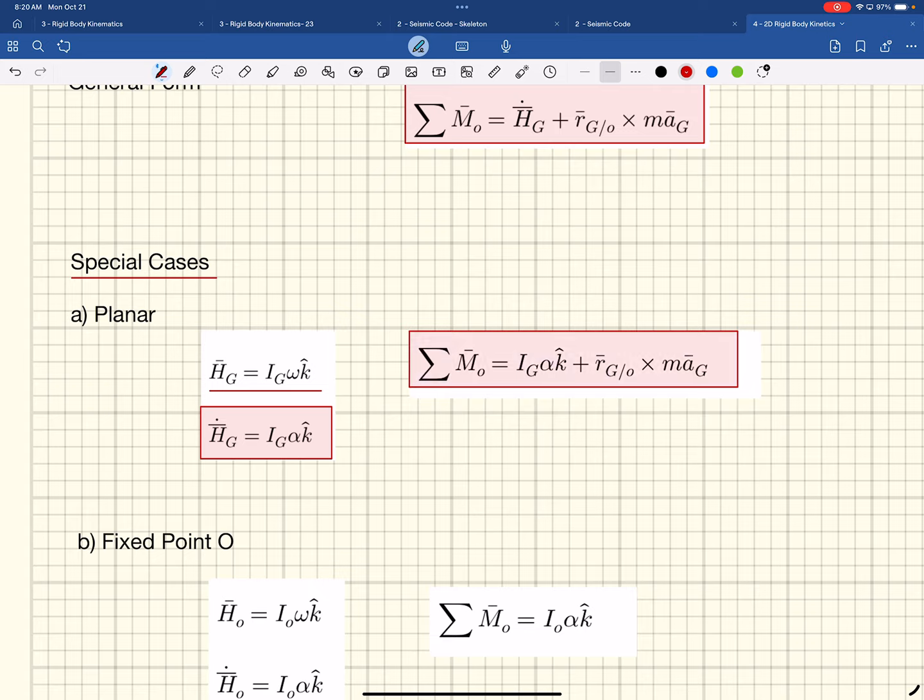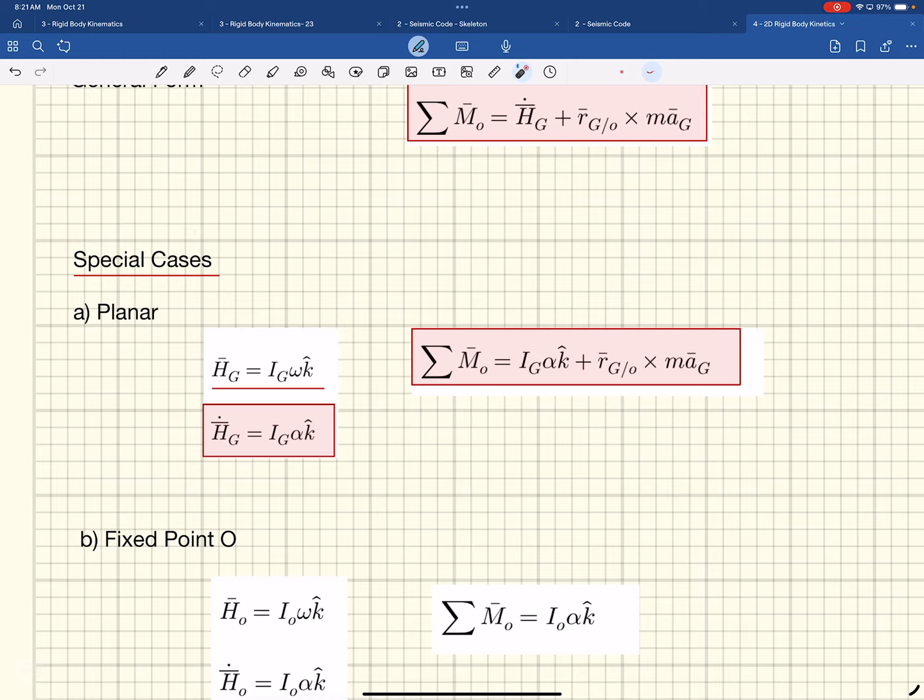Right. There's our first moment equation that we're going to use. But just to flash back, what we're trying to do is get how moments relate to alpha. How does it relate to motion? And here it is. Here's our first one.